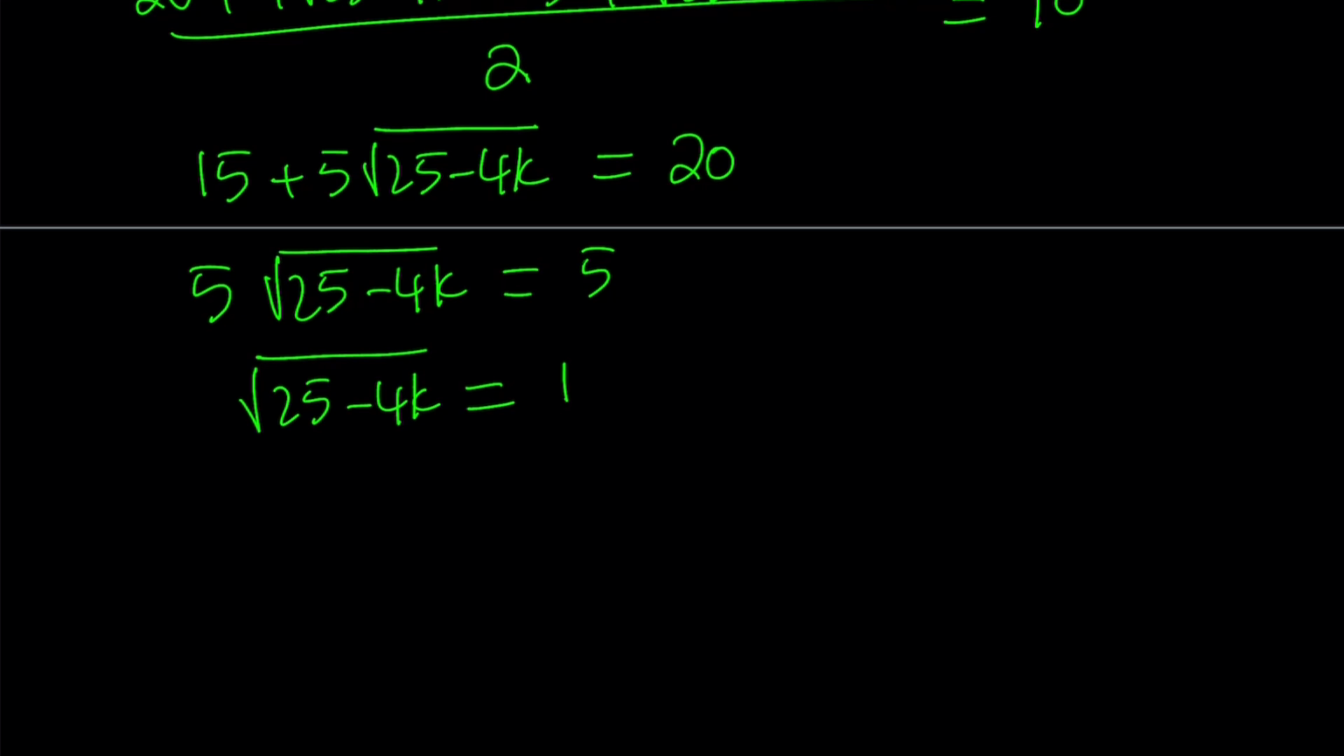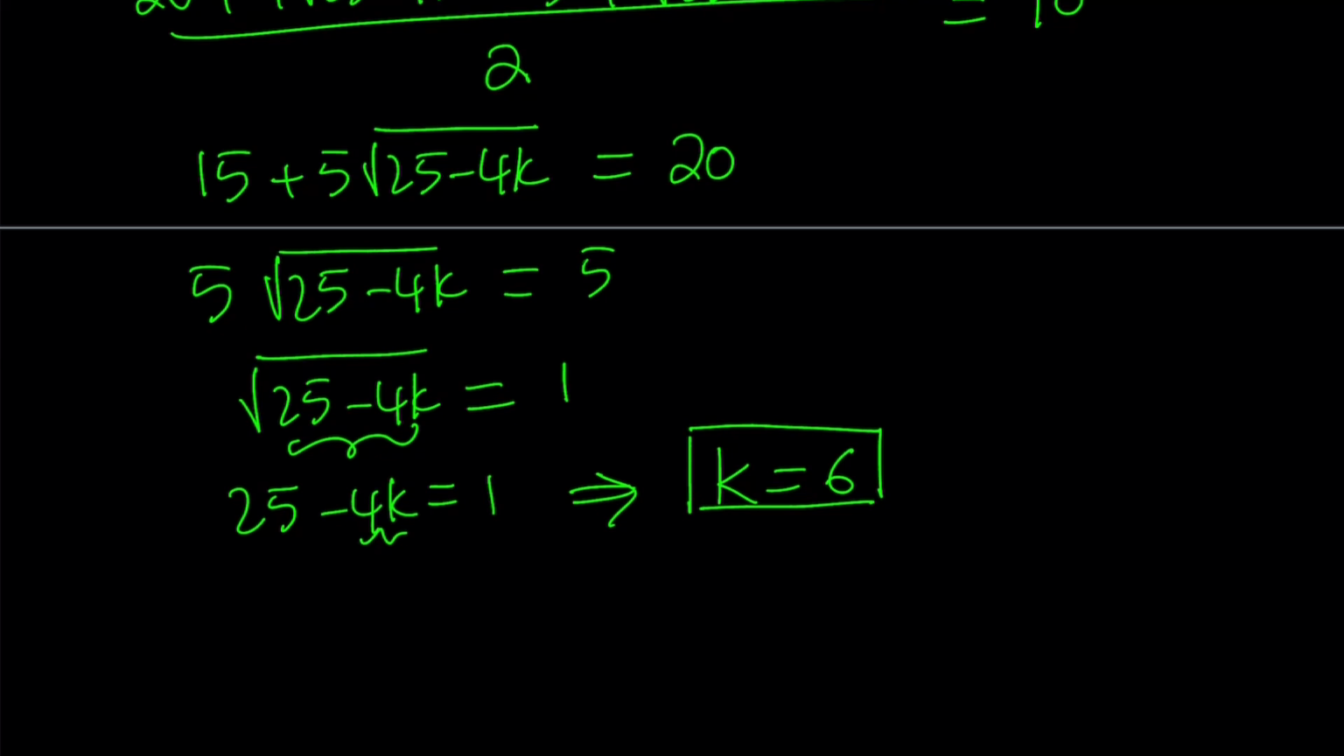Now we have something whose square root equals 1, so that means inside the radical we have to have 1 because in the real world the square root of 1 equals 1. There is no other number besides 1 whose square root equals 1, right? So 25 minus 4k should equal 1. Or you can square both sides and you'll get the same thing. From here, 4k needs to be 24, and that means k equals 6. Awesome. So we found the k value by using the quadratic formula.